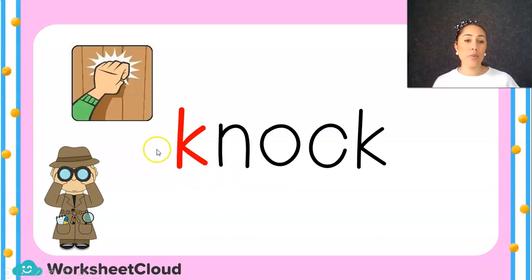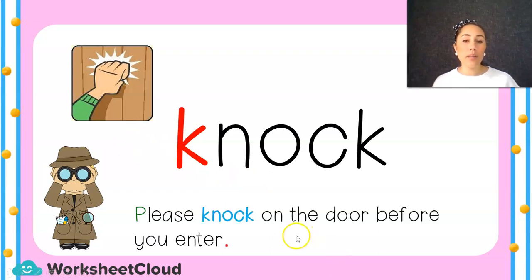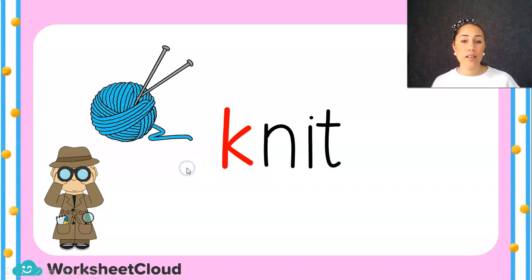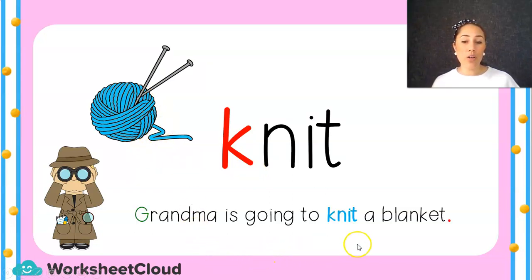And there you can see there's a little picture of a hand that looks like it is busy knocking on a door. Please knock on the door before you enter. And there we have a capital letter and a full stop. Our next word is the word knit. A silent K, and we only start reading from the N, knit. In our picture, we've got a ball of wool, and we've got 2 knitting needles. Grandma is going to knit a blanket.